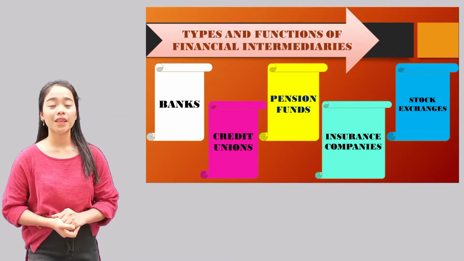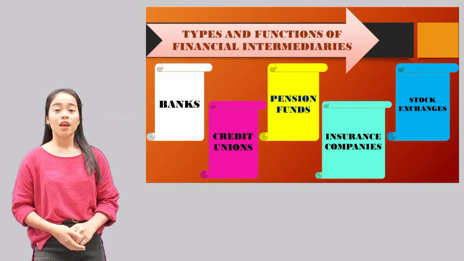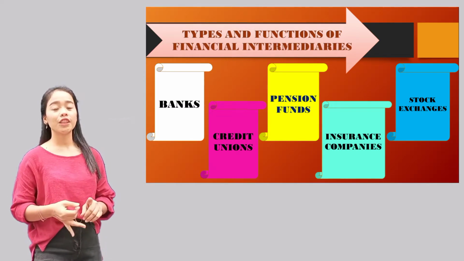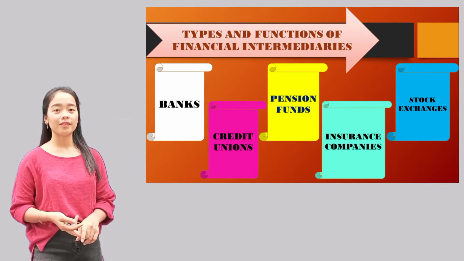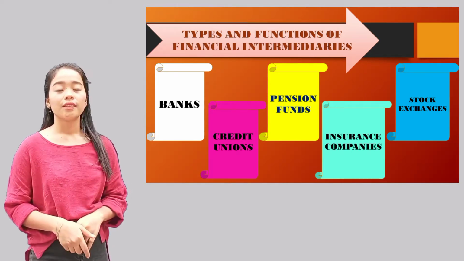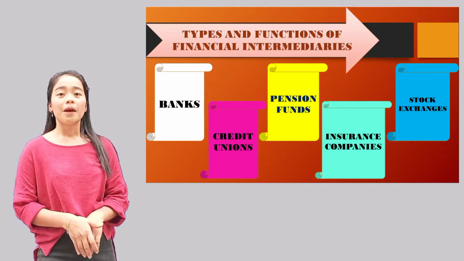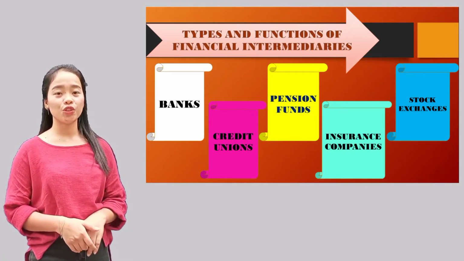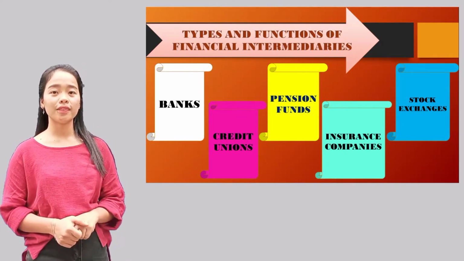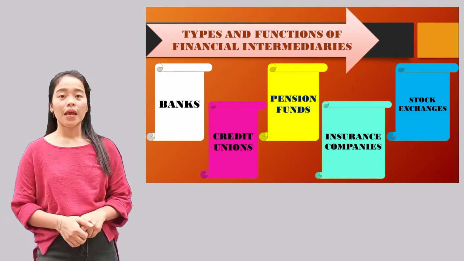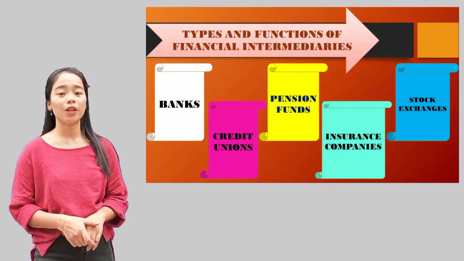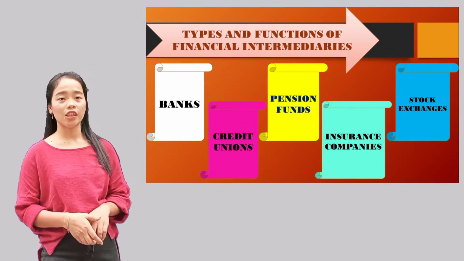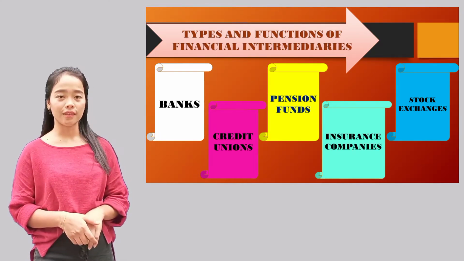There are 5 types of financial intermediaries. Those are banks, credit unions, pension funds, insurance companies, and stock exchange. So first is bank. A bank is a financial institution licensed to receive deposits and make loans. Banks may also provide financial services such as wealth management, currency exchange, and safe deposit boxes.